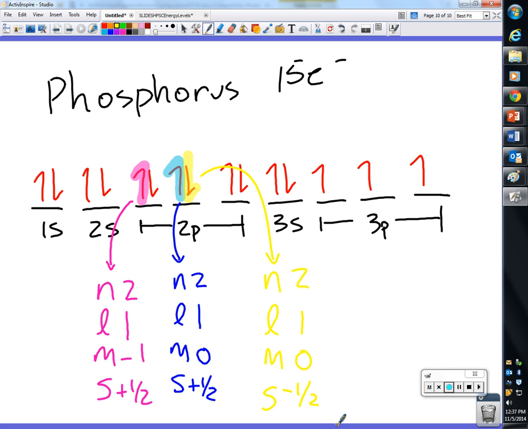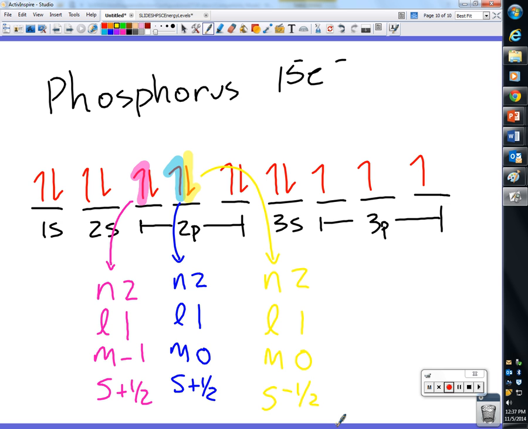Julie, go ahead. Okay, so for the blue and the yellow, do the values of M have to be different than the values of pink? Correct. They have to be different than pink, but they can have the same S value. Yes, because remember, S only applies to two electrons that are in the same orbital.